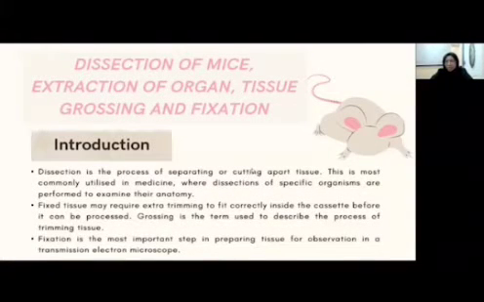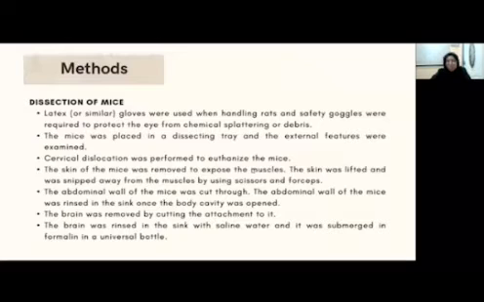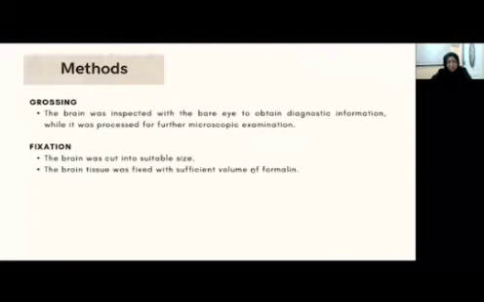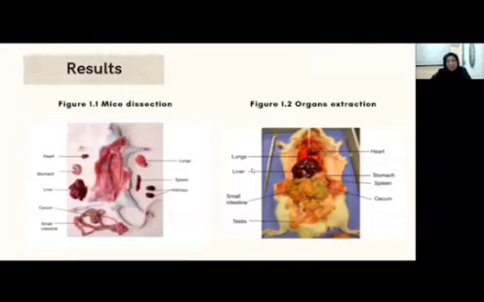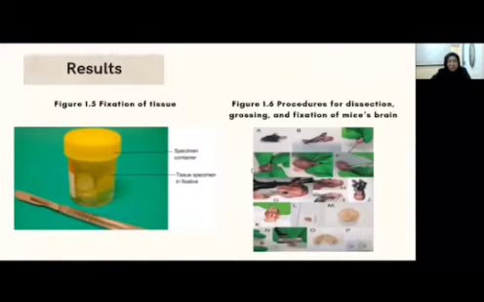Dissection is the process where we separate or cut apart the tissue. For example, we dissect the brain of mice to examine it. Grossing and fixation are also important steps in preparing tissue. These are the methods, which are dissection of mice, grossing, and fixation. These are the results that we can get from mice dissection, organ extraction, and grossing of the brain. After the grossing, we can see how the tissue is being fixed. Lastly, you can see figure 1.6 shows the overall procedure of those processes.